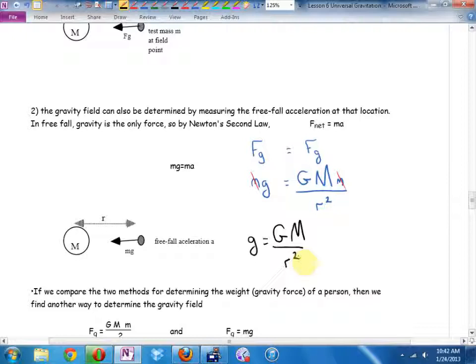How would they find the mass? What a great question. Can you ask that again? How would they find the mass of the planet? We'll be back.